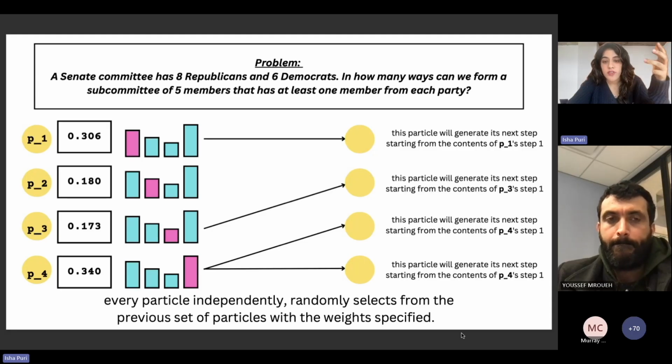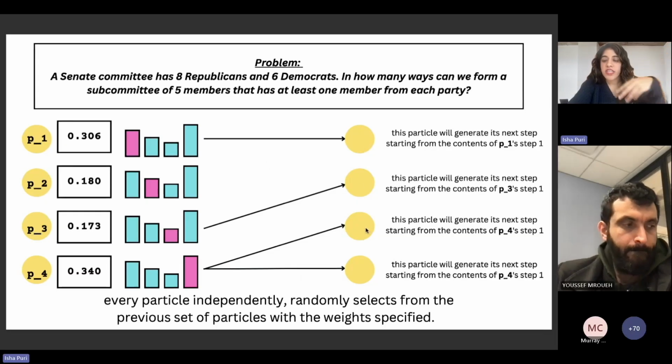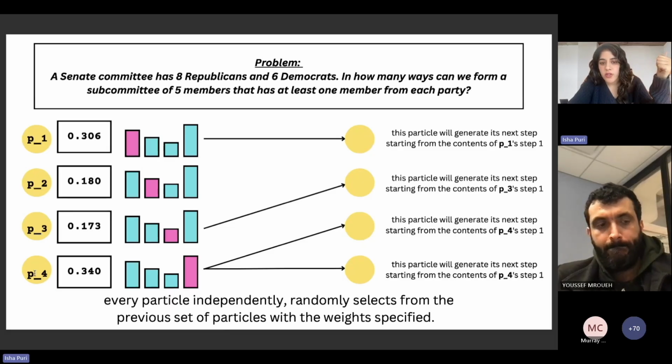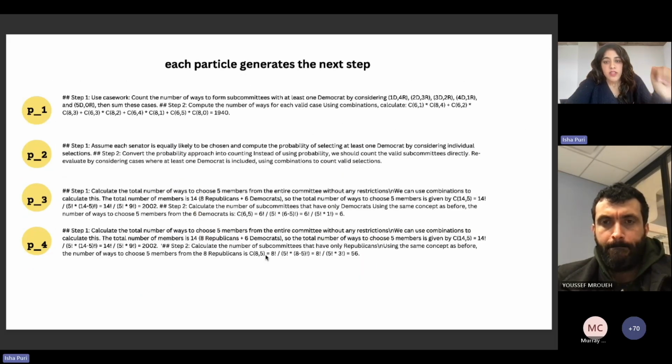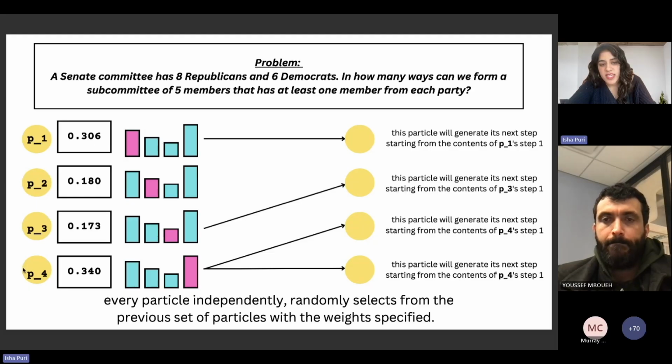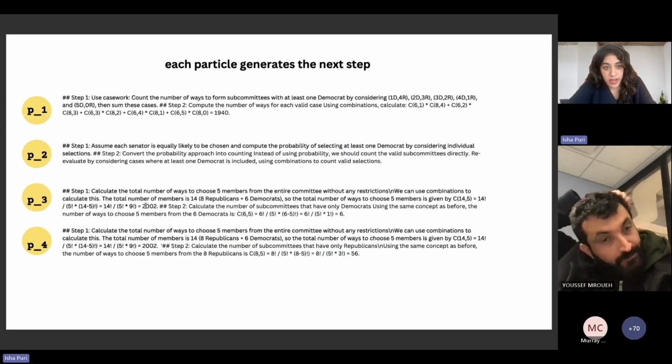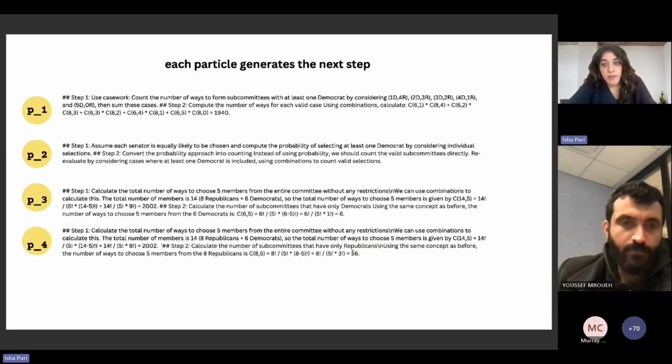So the next thing we're going to do is generate a next step based on step 1 of this, and these both are going to generate different step 2s based on the step 1 of this particle. So each particle is independently, randomly going to select from the previous set of particles with your weights specified. Now you can see each particle is generating the next step. You can recall this is the step 1 from the previous answer, and we generated a step 2. And in the case of particles 3 and 4, you notice these both are sampled from the same one previously. You can see that up to this point, they're actually the same, but after that, they become different answers.